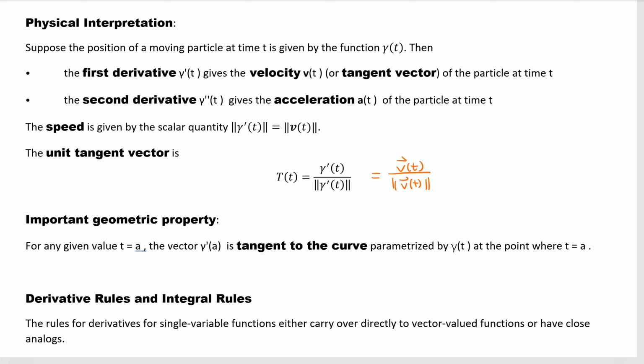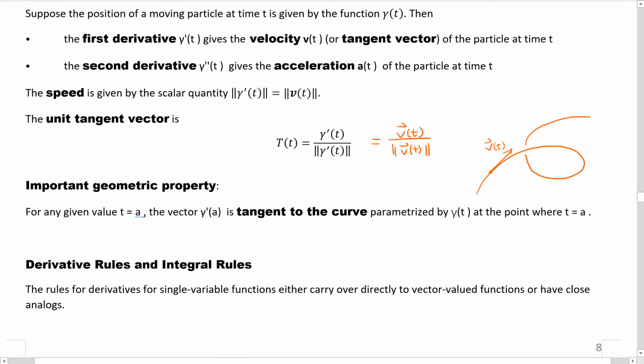Next, an important geometric property. For any given value t equals a, the vector gamma prime of a is tangent to the curve parameterized by gamma of t at the point where t equals a. For example, we have a curve that looks like this. At any point like here, the vector v of t is tangent to the curve at that point.